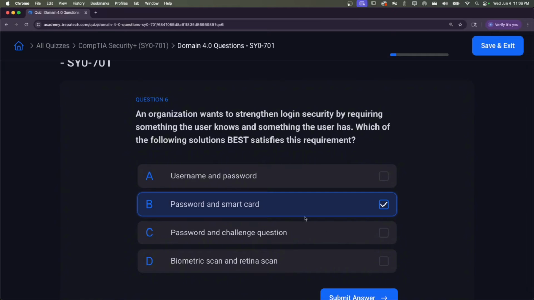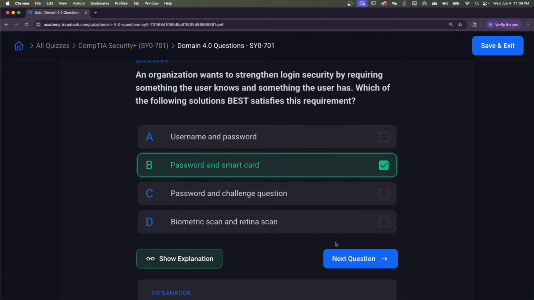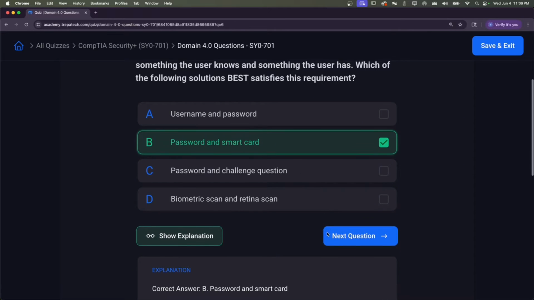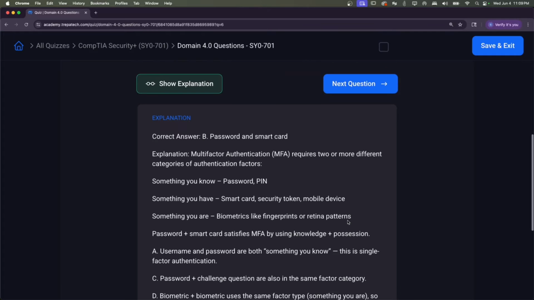So we're going to go with B here. That's the two factors here, a password and a smart card. Password being something you know and something you have being the smart card.